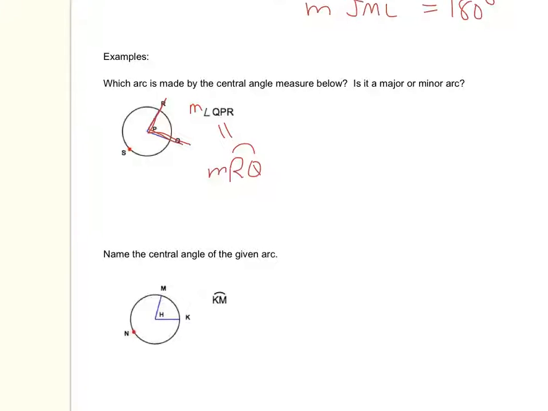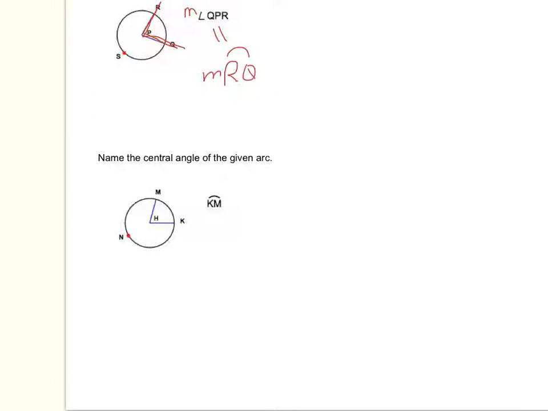Same idea here. It says name the central angle of the given arc. So we have KM. So KM is this one. I know it's the small one because I didn't include this N over here. So the angle that cuts that out would be angle MHK. So the angle cuts out the arc, or the arc is part of the angle.